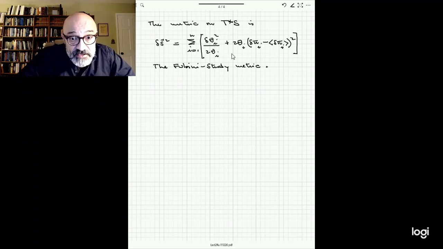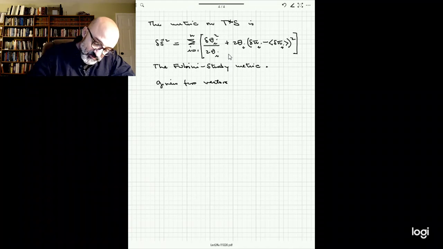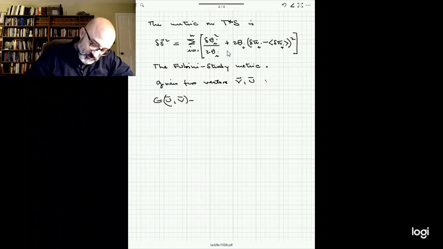We can write a metric that applies to vectors. So suppose you have 2 vectors, V and U, then the scalar product of 2 vectors. We can imagine that these delta thetas and delta pi's are the coordinates of infinitesimal vectors. For vectors that are not infinitesimal, then the scalar product would look something like this.